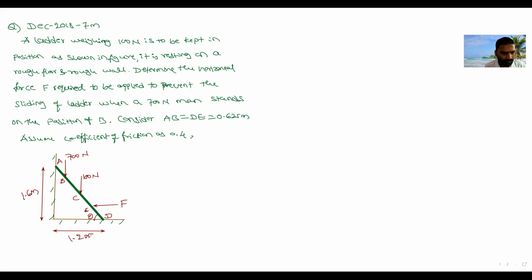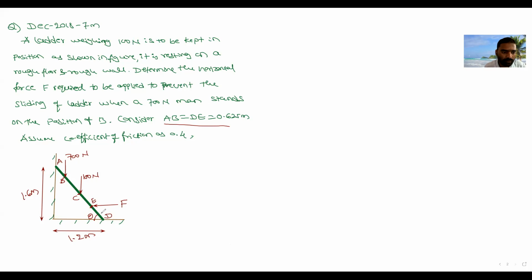And he has given the value of AB and DE. AB and DE are acting at the same distance. This point is E, this is C. He has given A to B, and C to D to E. Can you find out the value of B to C and C to E?